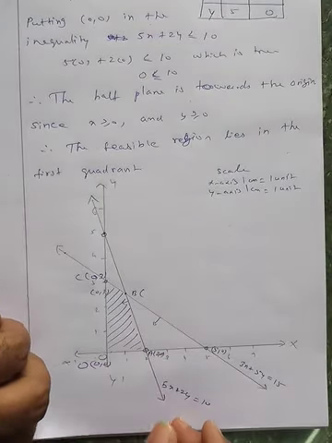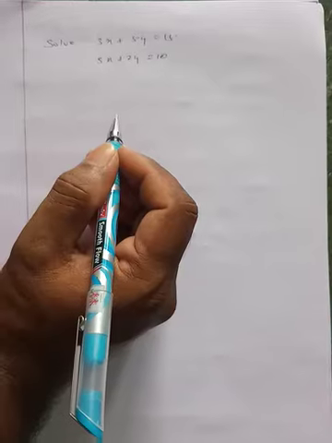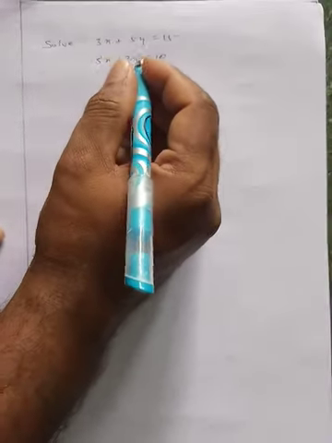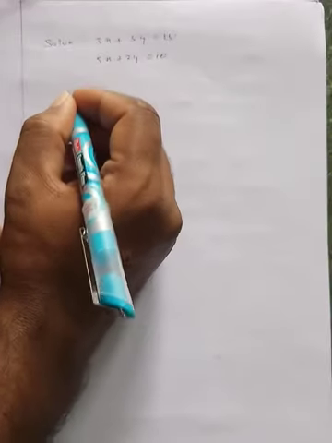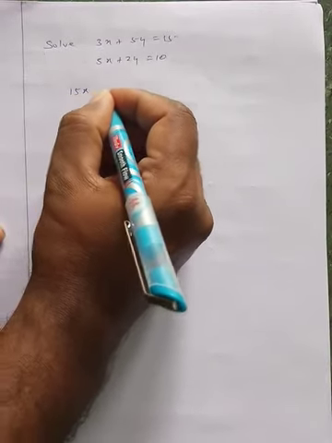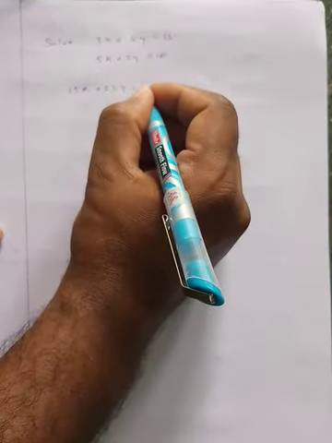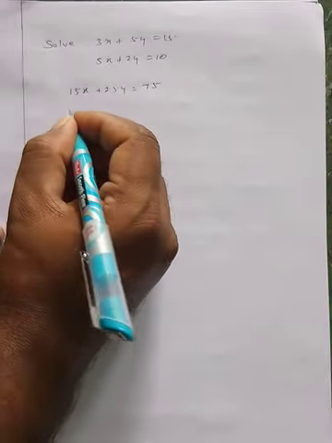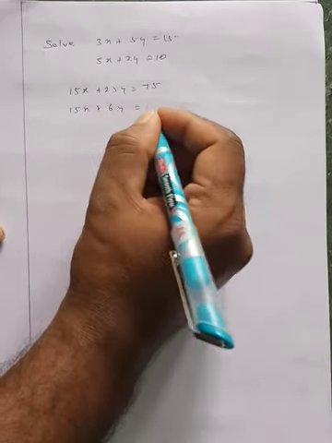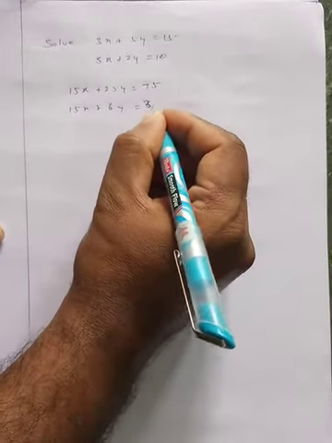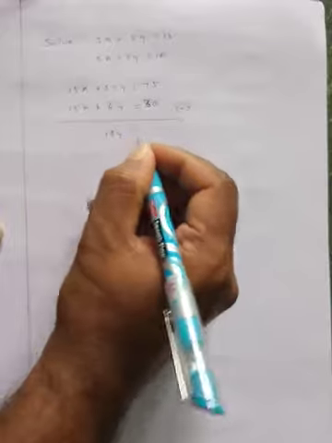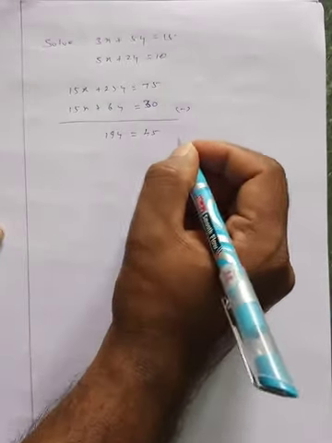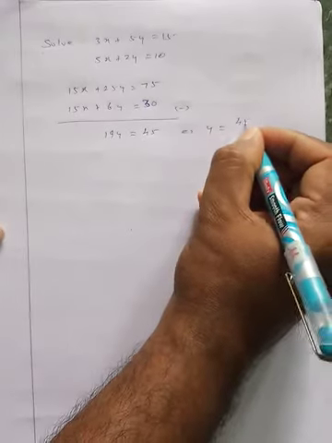Now solve the equations. Here this one multiply by 5, this one multiply by 3. So 15x plus 25y is equal to 75. Here 15x plus 6y is equal to 30. Now subtract. 19y is equal to 45. So y is equal to 45 divided by 19.